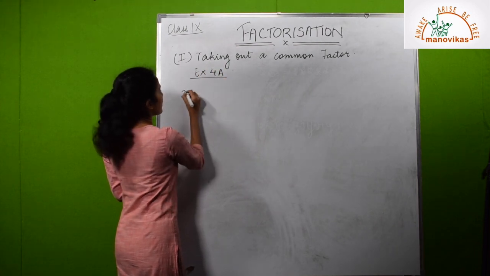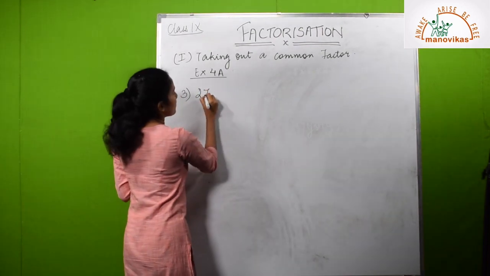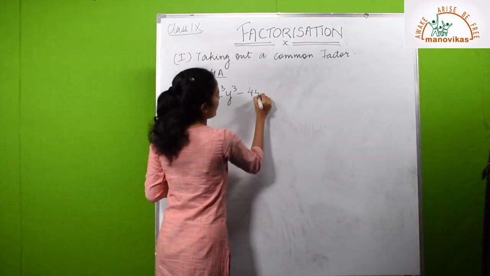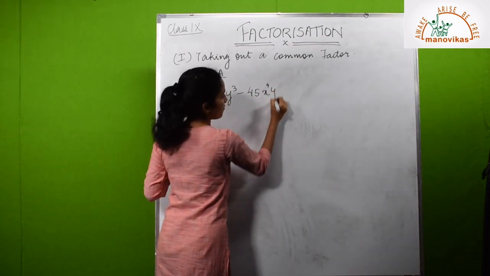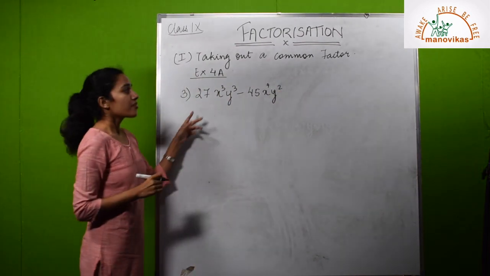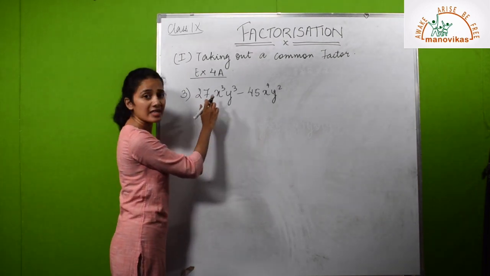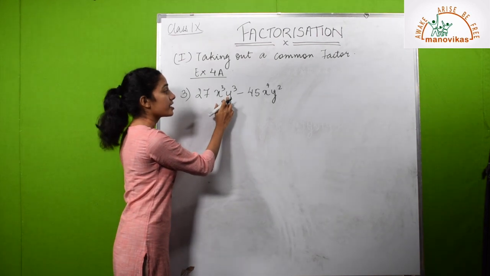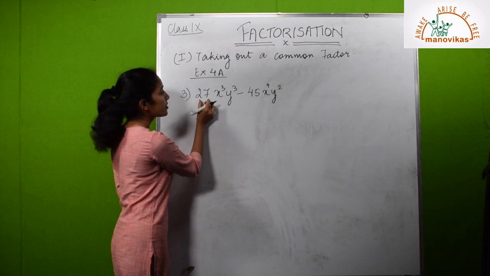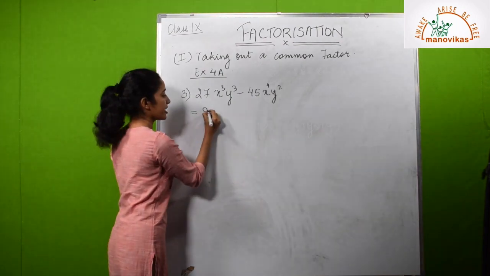The first one let us take is the third one, that is 27x cube y cube minus 45x raised to 4 y square. Now here there are 3 parts, that is, one is a number term, one is a variable in terms of x and the other one is a variable in terms of y. We are taking the common factor. Between 27 and 45, you find the highest common factor, which is 9.